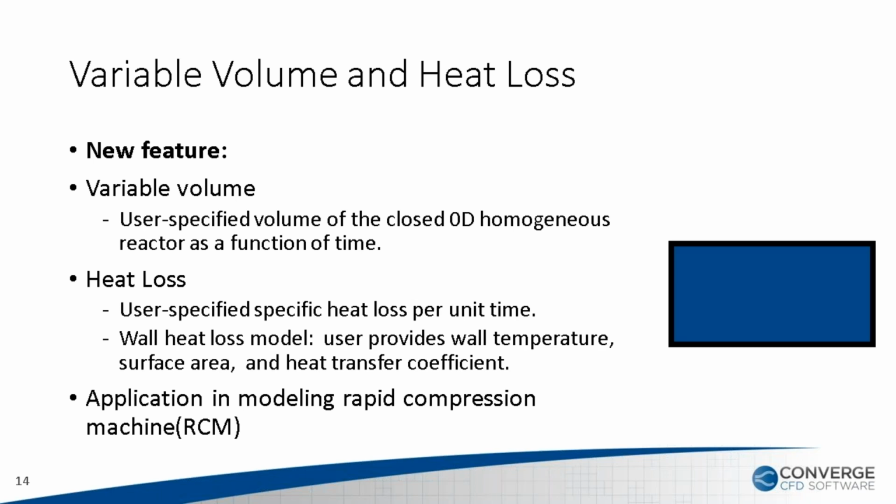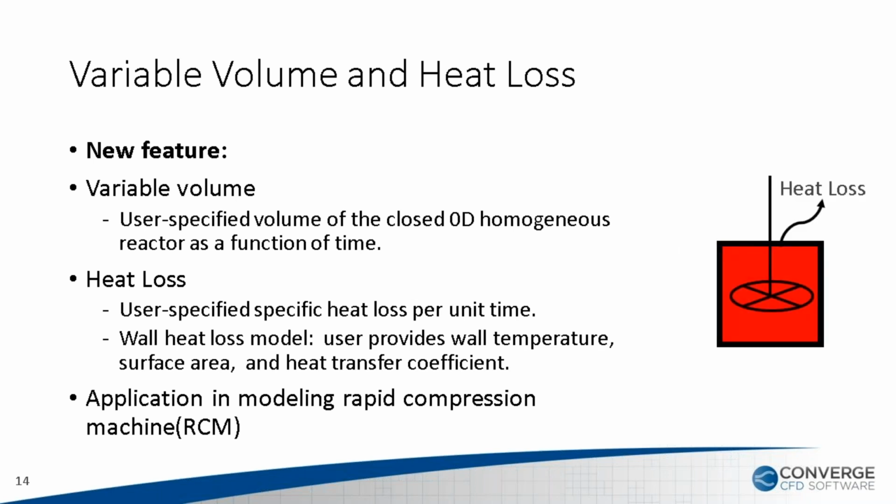There are two options here. You can just set a Q dot term, which is a heat loss per unit of time, or you can use a wall heat loss model, where the user provides the wall temperature, surface area, and heat transfer coefficient, and it will create the heat loss based on the equation. This is another pictorial description of what is happening. This is a compression case, the volume is changing, and we also have heat loss at the same time. Combining these two features, you can use it to model a rapid compression machine.